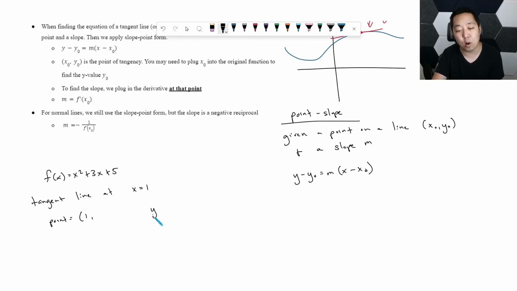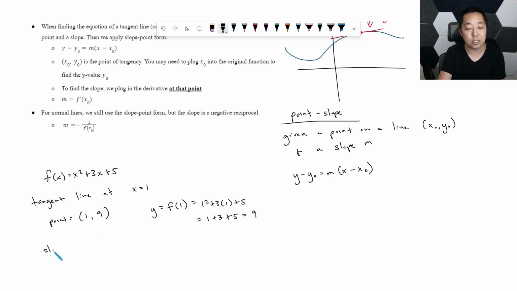How do I find the y value? Well, it would be the value of the function at 1. I would plug 1 in here, and that would be 1 squared plus 3 times 1 plus 5. That would be 1 plus 3 plus 5, which is 9. So the point is (1, 9). That's the first piece I was trying to solve for.